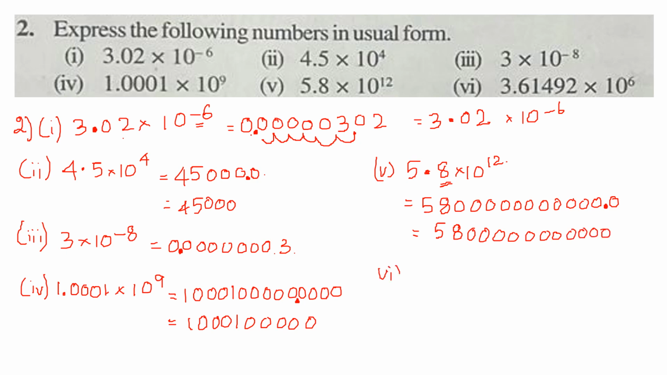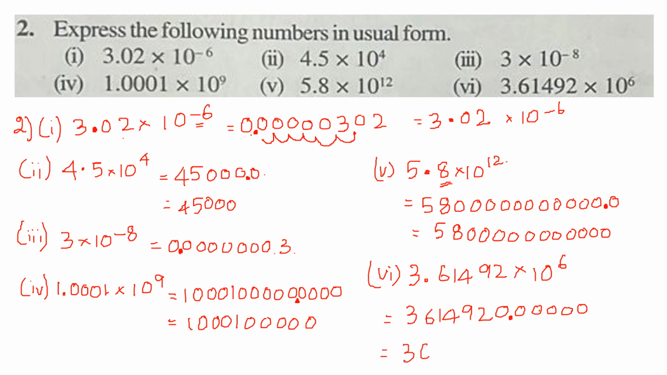Moving on to the last problem, which is given to us, 3.61492 into 10 to the power 6. So since it is a positive power, we can simply add the same number of zeros after writing the number. So we'll add 6 zeros, and here after decimal you have 5 digits. So 1, 2, 3, 4, 5. Count 5 digits and place your decimal here. So your answer would be 3614920.